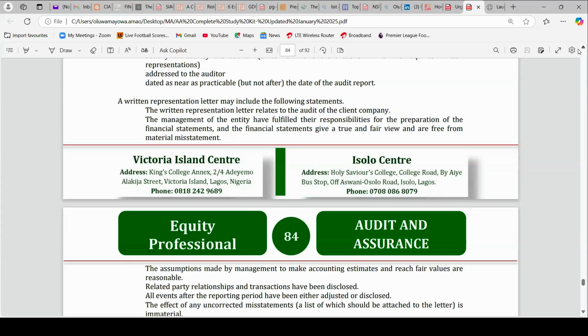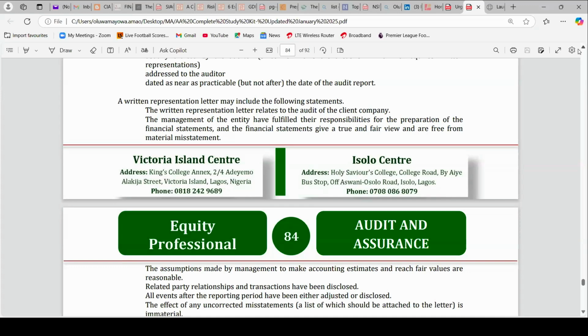So when you're doing your review, know what written representation is about, its objective, the responsibility of the auditor when it comes to written representation, the responsibility of management, the form and content of it, what you expect to see in written representation, and in situations where management refuses to provide written representation, what the auditor should do. So for those who have just joined, we've just looked at ISA 580, which is on written representation.